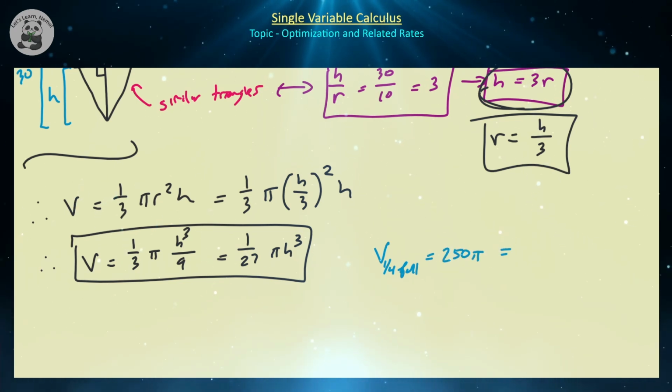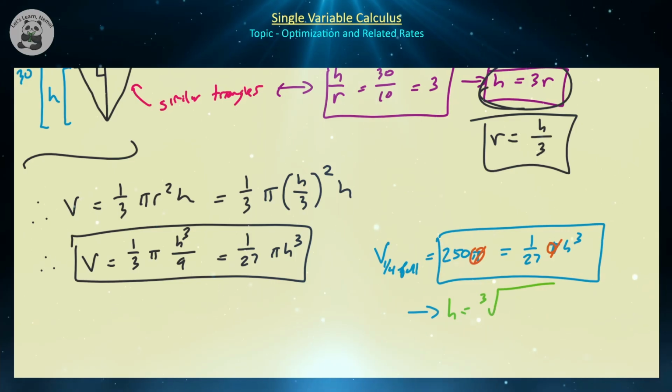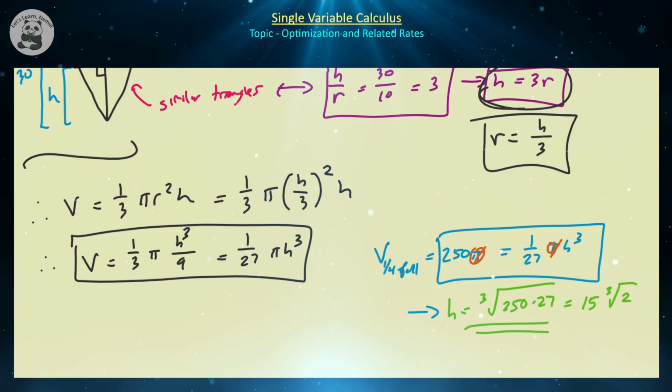What is going to be the height of that particular triangle? So that height is just going to be equal to 1/27 pi h cubed, and I should be able to solve for h in this particular equation. So you should see that these pi's will eliminate, and then we're just going to have that h is equal to the cube root of 250 times 27, which actually simplifies quite nicely to 15 times the cube root of 2, right? But again, if you don't want that cube root, you can leave it in that form because we're probably going to go for a decimal value anyway.